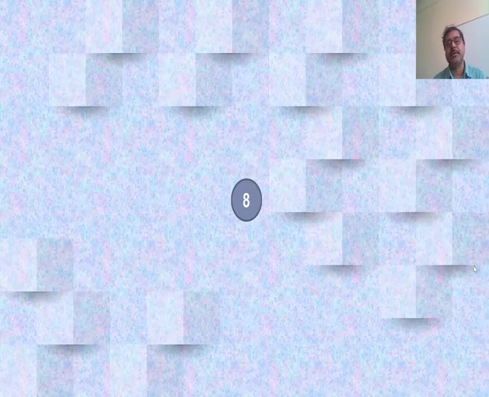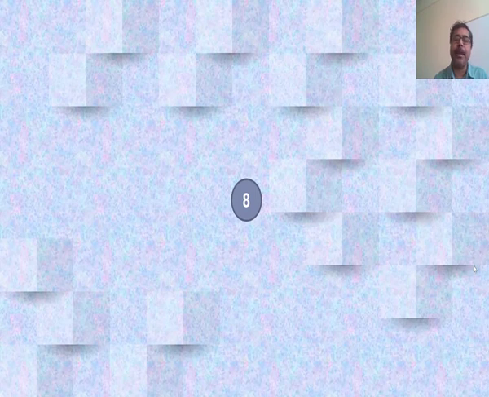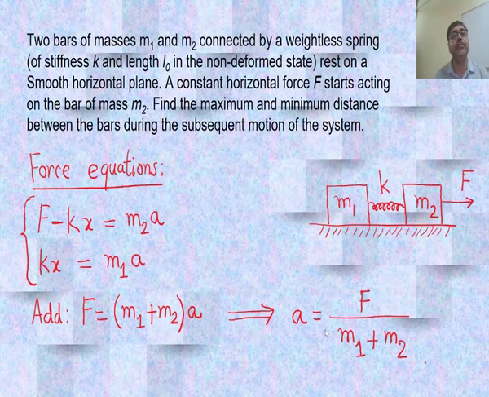Now we will discuss the next problem, the problem number 8. Here you have two bars of masses M1 and M2, connected by a spring whose stiffness is K and length is L0 in the non-deformed state. Okay, that means its actual length is L0. It rests on a smooth horizontal plane. Now you apply a force on the mass M2. You need to calculate the maximum and minimum distance between the bars during the subsequent motion of the system.